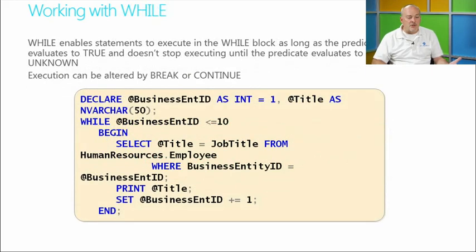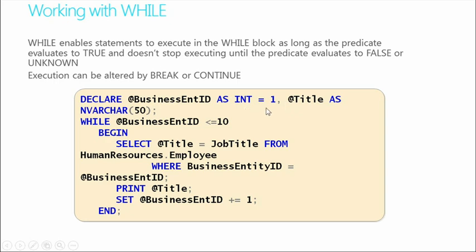We can also introduce the use of a while. So what we have here is we're going to declare a variable called business ent ID as an integer, and we're also declaring a title as an nvarchar 50. And while business ent ID is less than or equal to 10, so we're going to give it some parameters, we're going to do a select title and job title from the employee table, where business ID equals what we passed in as business ID. We began with 1 here. We're going to print the title, or the nvarchar, for that business ent ID. And then we're going to set the business ent ID to equal what it is now plus 1. Because eventually, in order for this while loop to end, we've got to get it up to number 10.